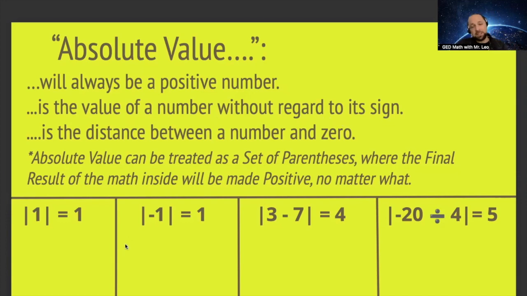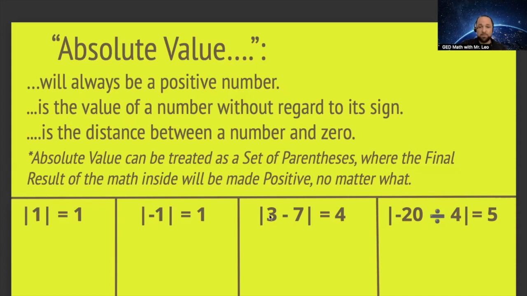Now, I wish it was just that simple, but they're going to put some math inside of these symbols. So check this out. Absolute value can be treated as a set of parentheses where the final result of the math inside will be made positive no matter what. So absolute value makes everything positive. But that doesn't mean if you've got individual things inside these absolute value lines, make everything in there positive. It means do the math, and then whatever your result, make the result positive.